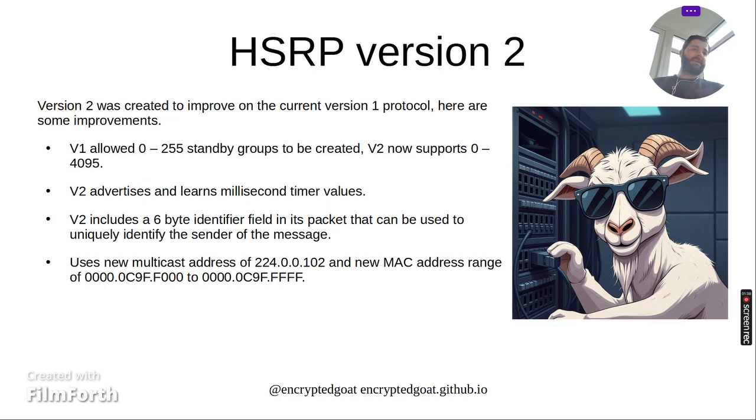Now they've actually added a 6-byte identifier, which you can use. It's almost like a flag to tell you which way it's going. And also it uses the new multicast address and the new MAC address range, which you can see there. So yeah, just take them into account there.